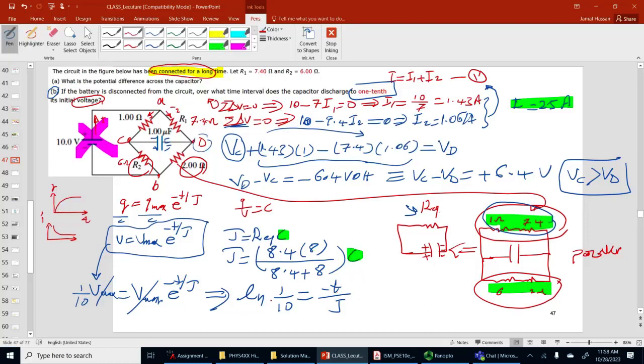Okay, so ln 1 is equal to 0, minus ln 10, so minus with minus will cancel out, and time simply is equal to, in microseconds or whatever, let's say in seconds. Okay, that was a nice problem.